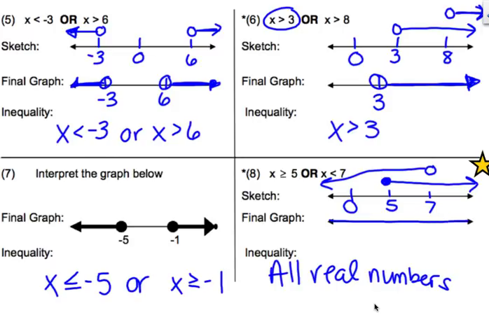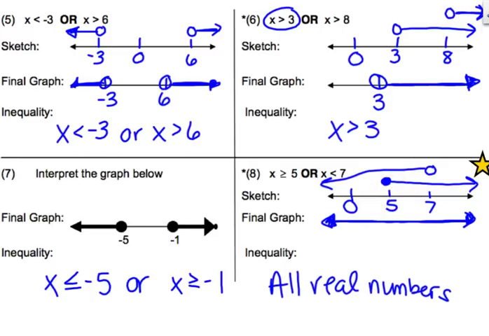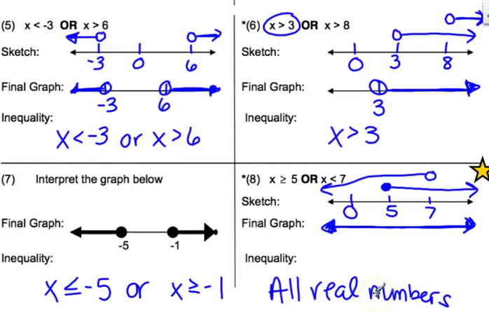So my entire graph should be shaded in. It covers all of them. It covers 5, it covered 7, and it covers anything greater than it and less than it. So if you have an or problem that goes towards each other, like an and, that would be an all real numbers example. Okay? All right, those are the special cases.